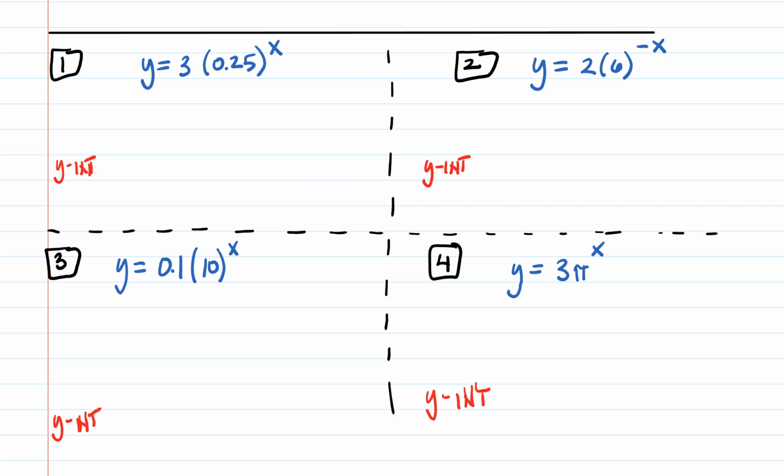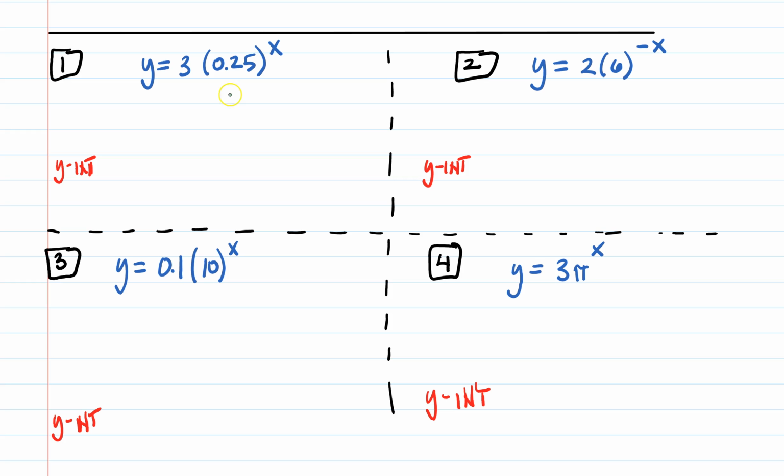So in questions 1 through 4, they want you to determine whether the function is an example of exponential growth or decay, and then find the y-intercept. So all of these are kind of the same. And the way that you figure out if it's growth or decay is you look at the base.